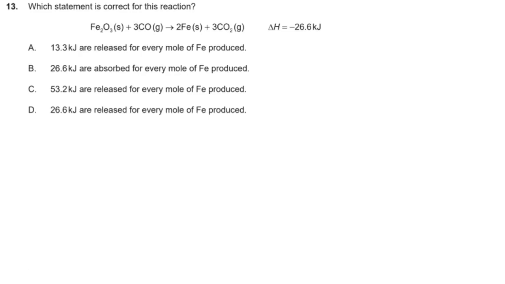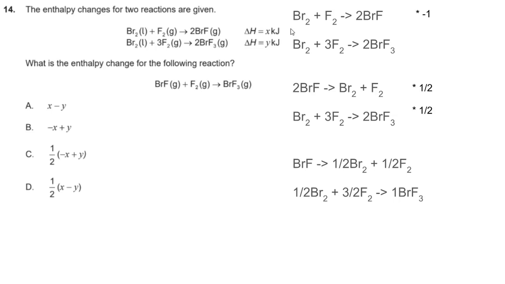Which statement is correct for this reaction? We've got iron oxide plus carbon monoxide. We're making iron and carbon dioxide, and we're releasing 26.6 kilojoules. So this delta H is for one of these reactions to happen. So if this reaction happens just like this, it's going to release this much heat. Okay. So if I'm just looking at iron, and I'm looking at 1 mole, so if 2 moles makes this much, then 1 mole is going to make half as much, okay? And it's going to be released because it's exothermic, evidenced by the negative sign.